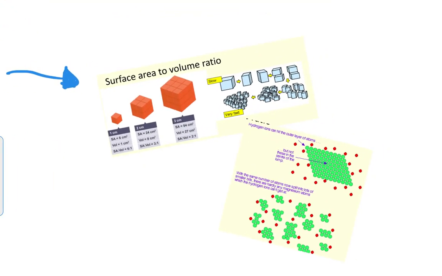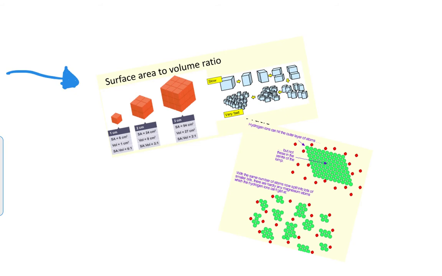Surface area to volume ratio is about how much of the outside of a substance, how many particles on the outer surfaces of something, are exposed to react in comparison to its overall volume. And on the whole, when we're looking at increasing surface area, we are talking about chopping things up into smaller pieces. Overall, the volume is the exact same.